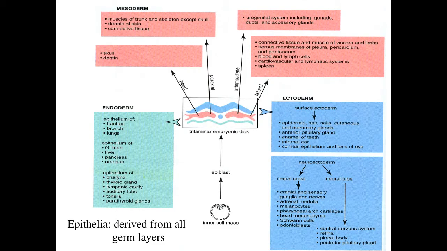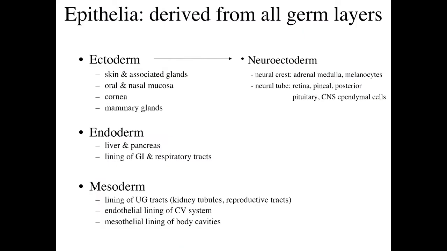Now, epithelia are derived from all of the germ layers. This is a fairly complicated slide. We can make it a little simpler by looking at it on this slide. Epithelium of the skin and associated glands, oral and nasal mucosa, epithelium in the cornea, mammary glands, that's all epithelium derived from the ectoderm. We also know that you have neuroectoderm, so neural crest cells, for example, give rise to adrenal medulla and melanocytes. From the neural tube, you have the retina, the pineal, posterior pituitary, and the ependymal cells lining the central nervous system.